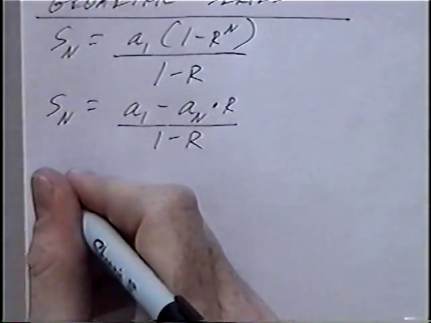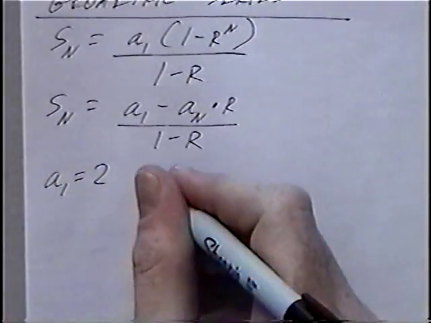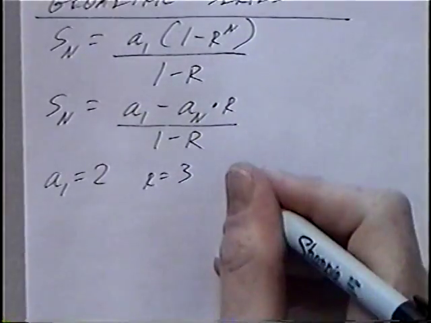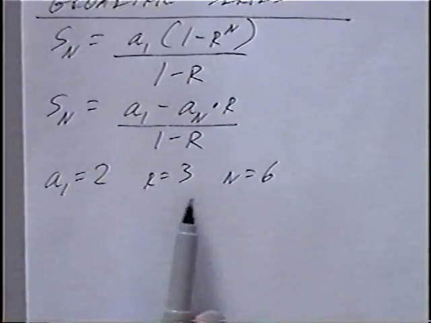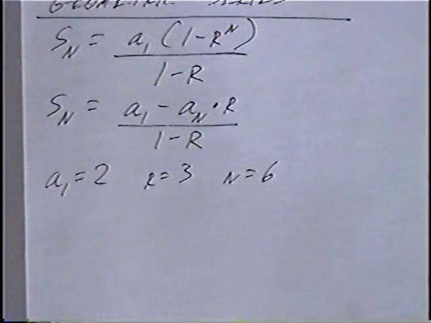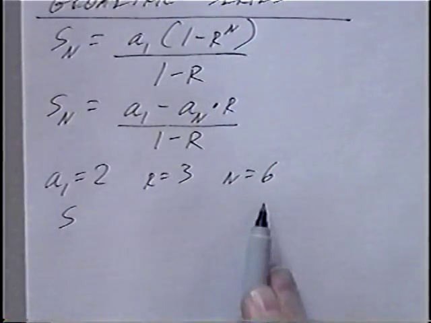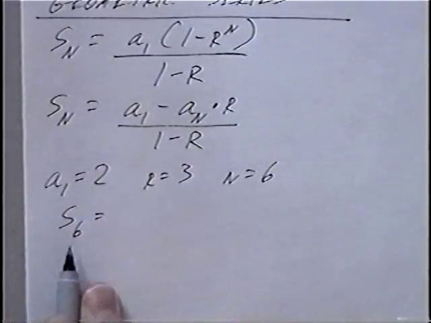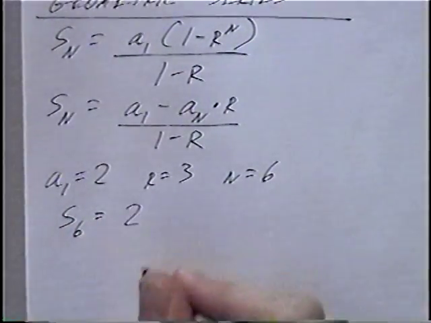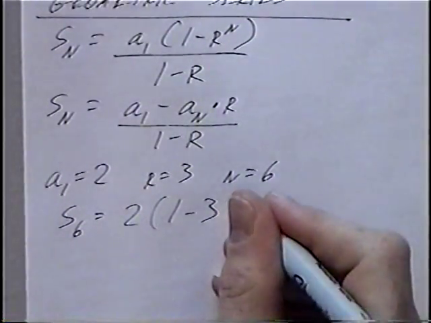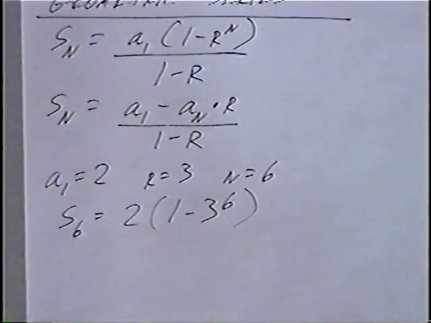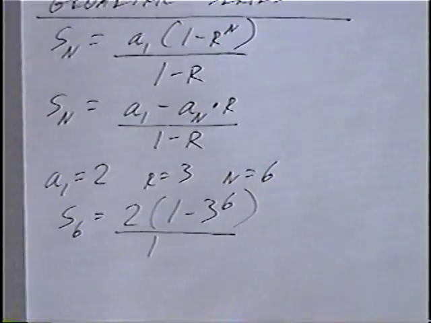First question, we have a sub 1 equals 2, r is equal to 3, and n is equal to 6. Looking at the three variables given, a sub 1, r, and n, we'll be using the first equation. So to solve for S sub n where n is equal to 6, we'll be looking for the sum of 6 terms. A sub 1 would be 2, 1 minus r to the n exponent would be 1 minus 3 to the 6th power, divided by 1 minus r, which would be 1 minus 3.